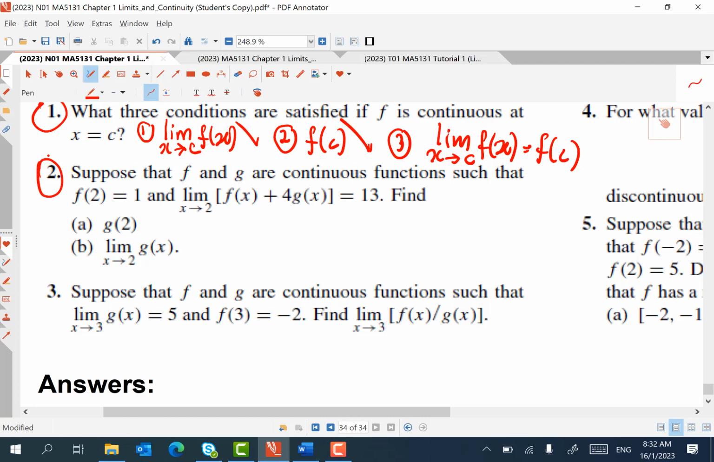Question 2. Okay, of course you meant to say that from here. You will say that I can write this as the sum of the two limits because both limits exist. There's a 4 here.